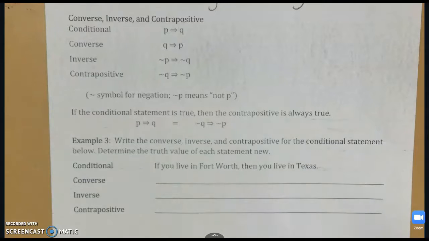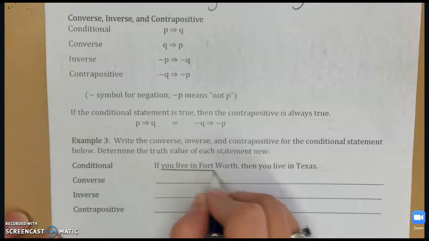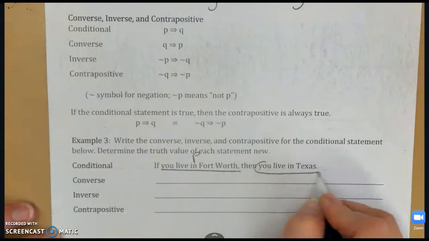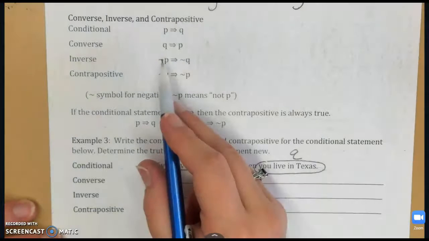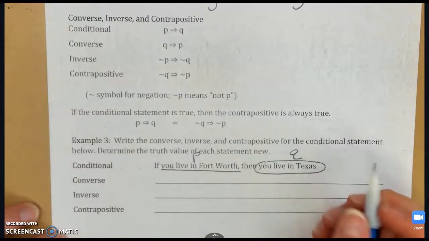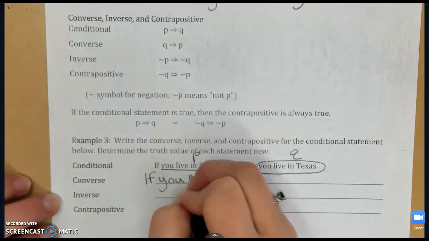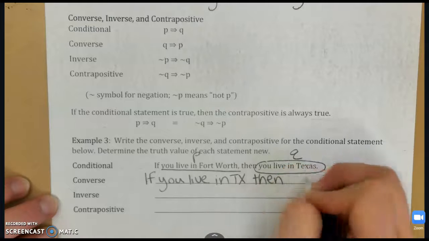Okay, so let's look at some examples of writing our converse, inverse, and contrapositive. Here's an example of a conditional statement: if you live in Fort Worth, then you live in Texas. My hypothesis here is you live in Fort Worth, that's our P. And our conclusion is you live in Texas, that's our Q. So remember, the converse is if Q, then P. It just switches the order. So in this case, this would be if you live in Texas, then you live in Fort Worth.